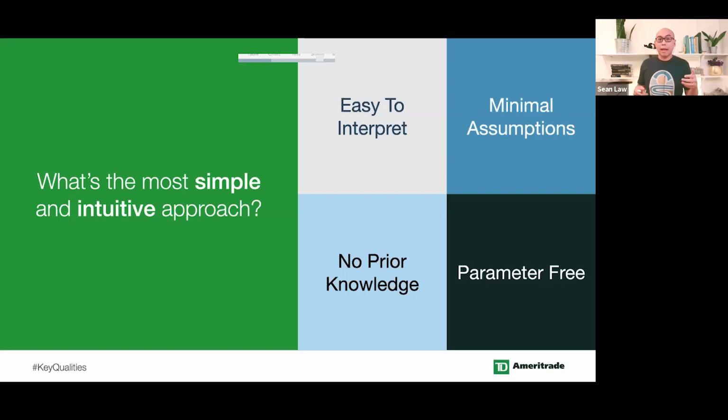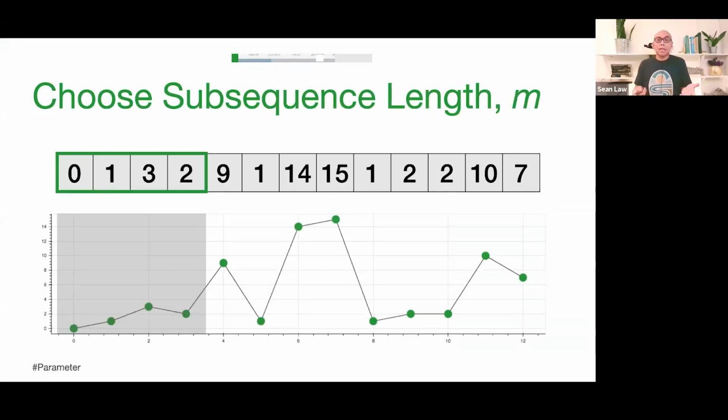Or at worst, if you have to choose a parameter, that parameter needs to be really, really obvious, right? What it means in the grand scheme of things. So in the case of time series or looking at subsequences, one parameter, for example, is choosing the subsequence length, m. So in this particular case, let's say we choose m equals 4, right? And this will be, I promise you, the only parameter that we're going to choose: the subsequence length.